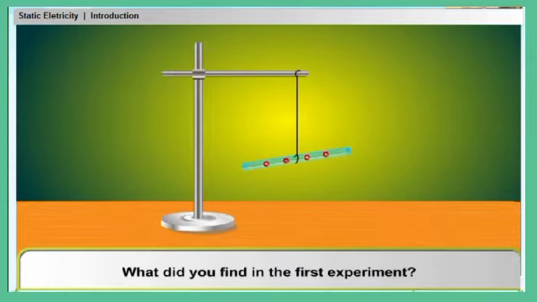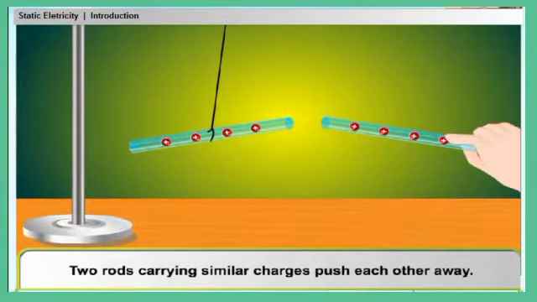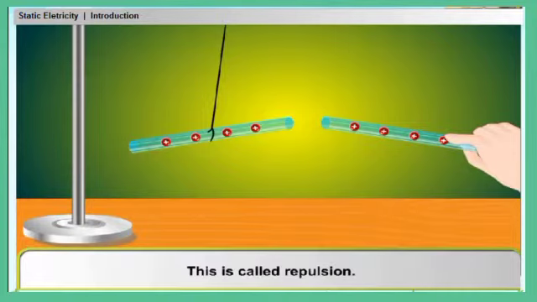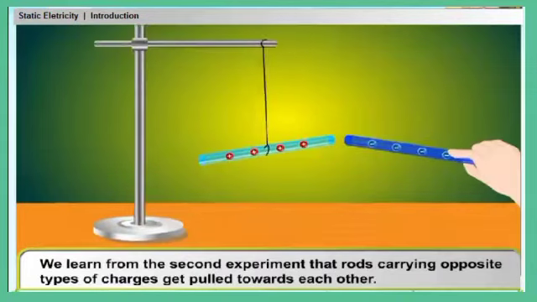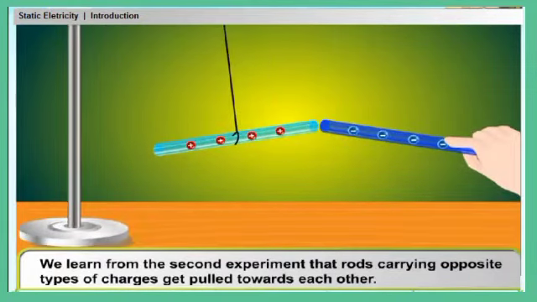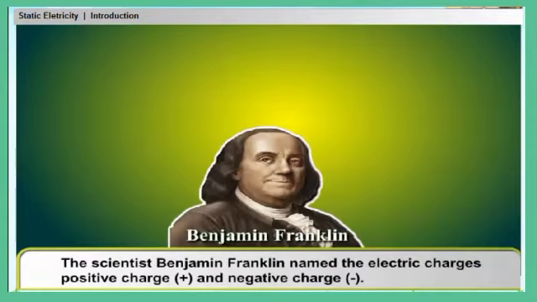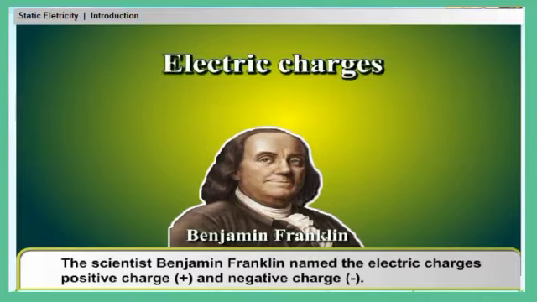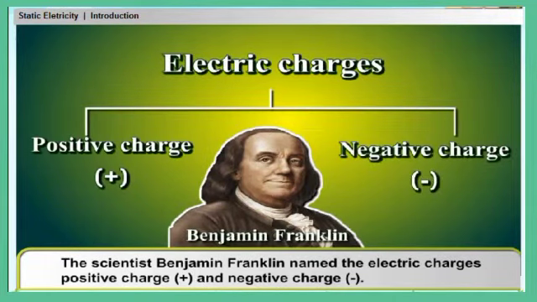What did you find in the first experiment? Two rods carrying similar charges push each other away. This is called repulsion. We learn from the second experiment that rods carrying opposite types of charges get pulled towards each other. This is called attraction. The scientist Benjamin Franklin named the electric charges positive charge and negative charge.